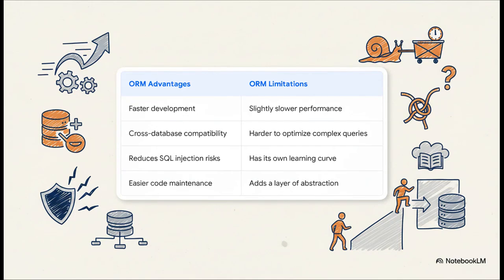And this table really lays it out. On the one hand, ORMs can mean much faster development because you're just writing Python, not tons of SQL. They make switching databases easier, and this is a big one, they can dramatically reduce security risks like SQL injection because the ORM is handling how your data gets put into the query safely. But there's no free lunch, right? That translation layer can add a tiny bit of performance overhead. And if you have a really complex query you need to run, sometimes it's trickier to express that through the ORM than just writing the SQL yourself.